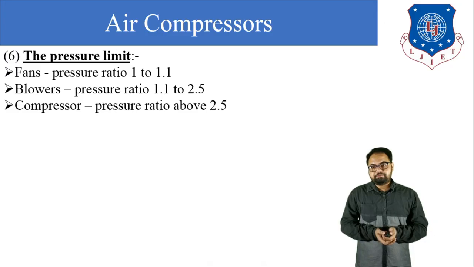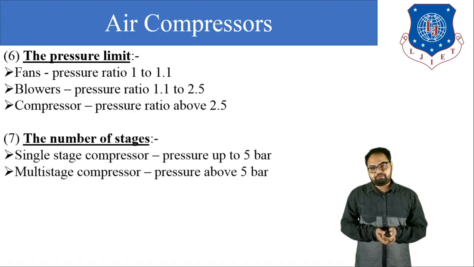Next is the pressure limit: fans, blowers and compressors. The pressure ratio for fans is up to 1.1. For blowers, the pressure ratio is 1.1 to 2.5, and for compressors, the pressure ratio is above 2.5.